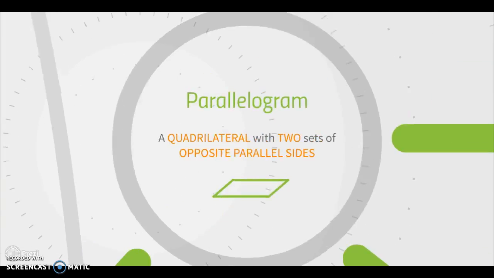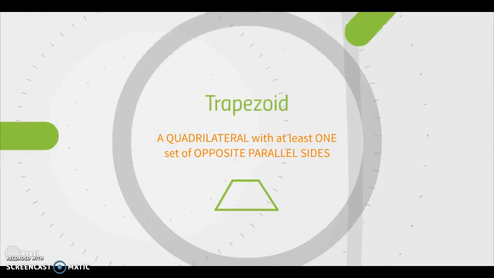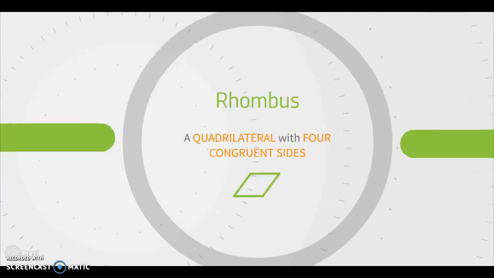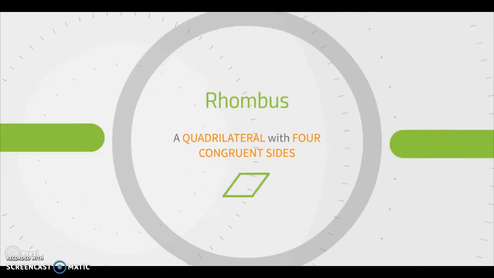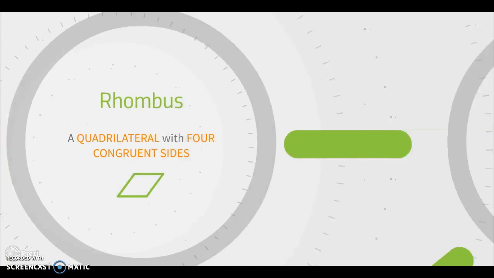A parallelogram, on the other hand, is a quadrilateral that must have two sets of opposite parallel sides. We can see from the definition of the trapezoid that all parallelograms are therefore trapezoids, but not all trapezoids are parallelograms, like the trapezoid pictured below. A specific kind of parallelogram is called a rhombus. A rhombus is a quadrilateral with four congruent sides. This also must mean that opposite sides are parallel and opposite angles are congruent.